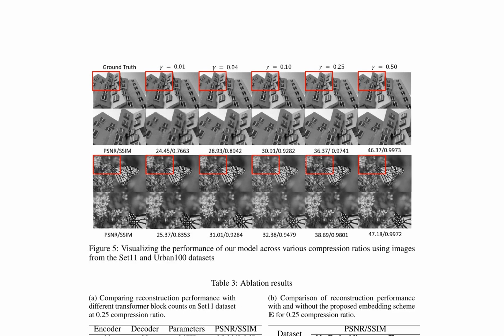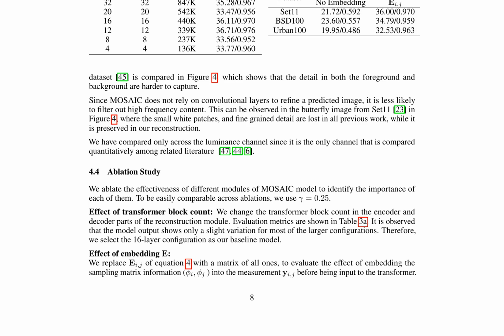Table 3 presents the results, which indicate that the model output shows only a slight variation for most larger configurations of transformer block counts. The 16-layer configuration is selected as the baseline model. Furthermore, the effectiveness of the proposed embedding scheme is evaluated, and the results demonstrate that embedding the sampling matrix information into the measurement improves reconstruction performance.